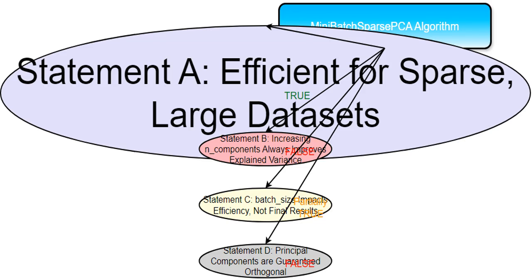This statement is true. MiniBatchSparsePCA is specifically built to handle sparse and large datasets efficiently. The mini-batch approach helps it avoid memory problems and works quickly.